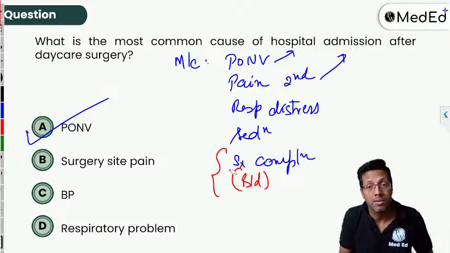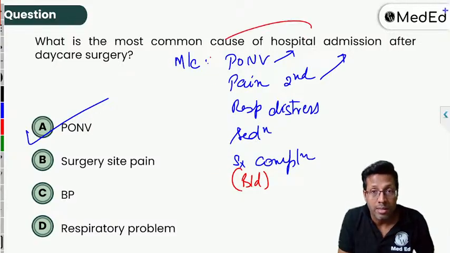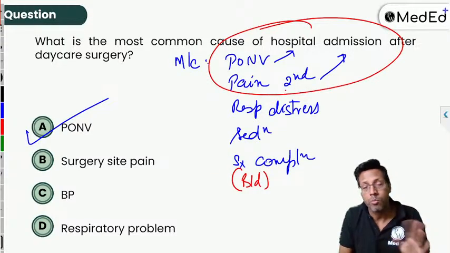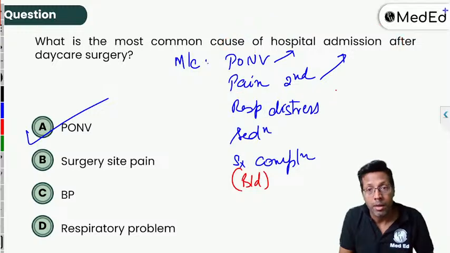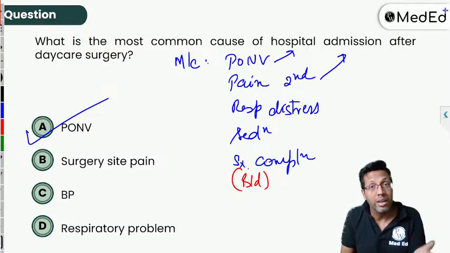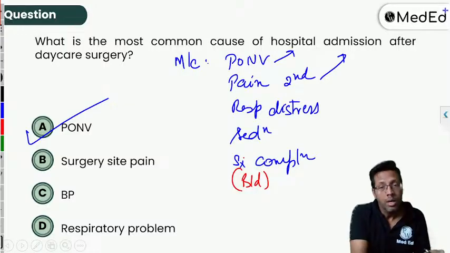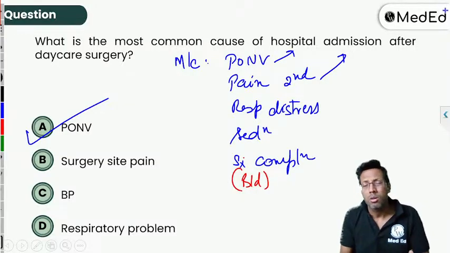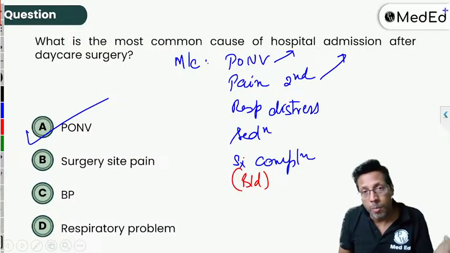See, no book has given this answer. The anesthesia books have given this answer that for hospital admission, the most common cause is nausea, vomiting, and pain. But normally, along with the surgeons, readmission means the patient has gone home and come back to the hospital again. So just for pain or nausea, vomiting, you will not call.